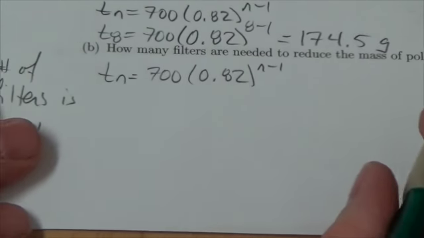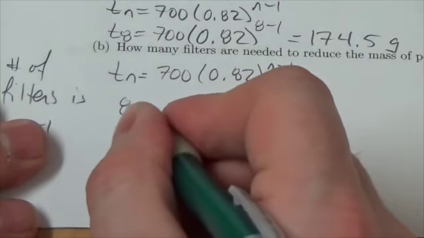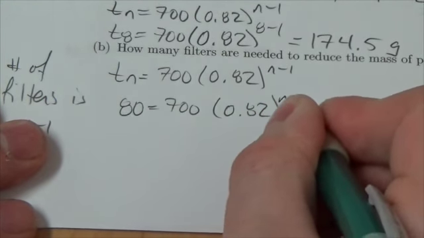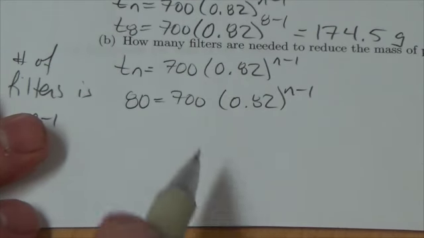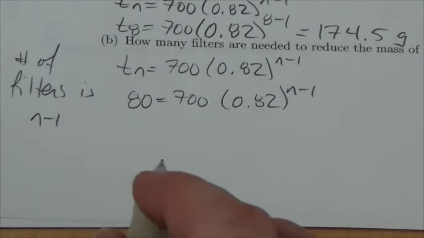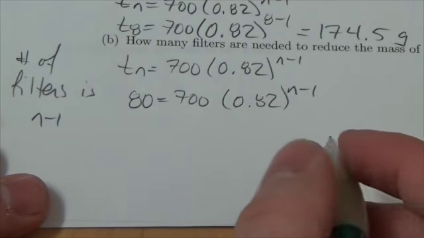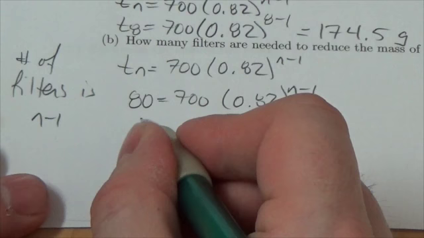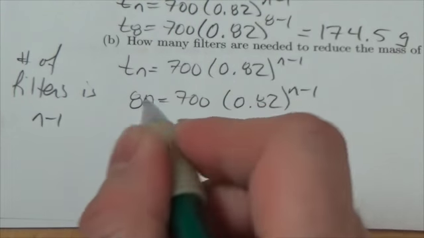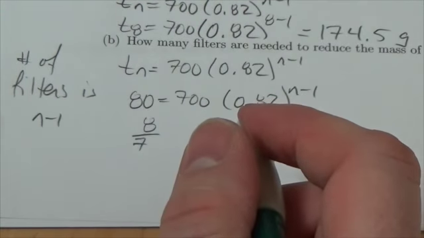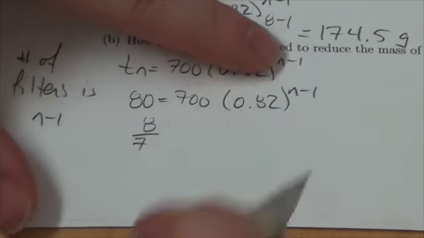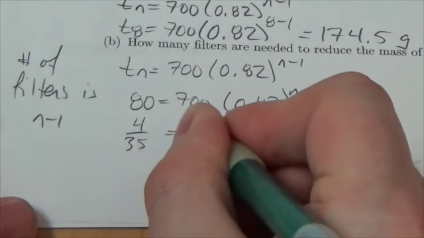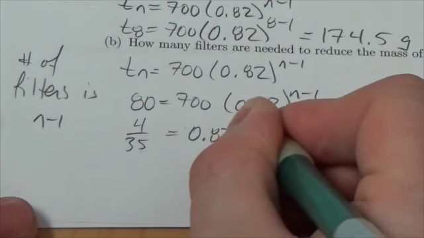Now, I want this to reduce down to 80 grams, which means I'm looking for which term that happens at. So the first thing that I would do here would be to divide by 700. And what that's going to do is leave me with 80 over 700. In simplest form, that's going to be 4 over 35 is equal to 0.82 to the n minus 1.